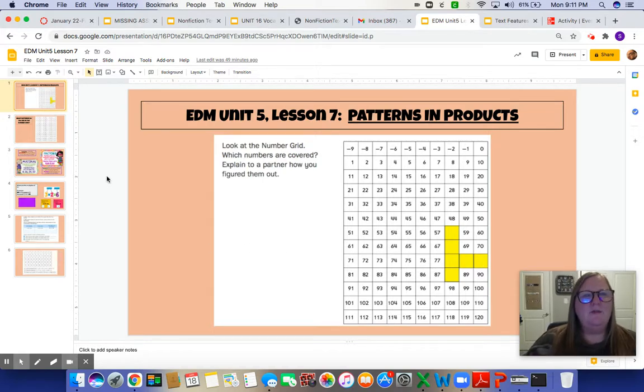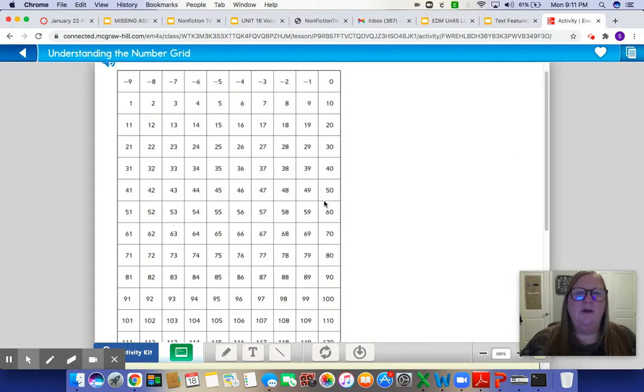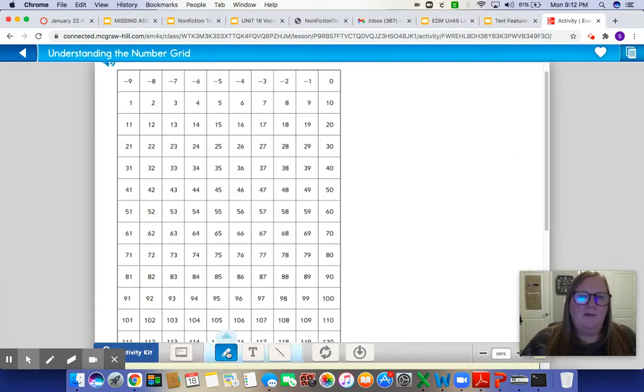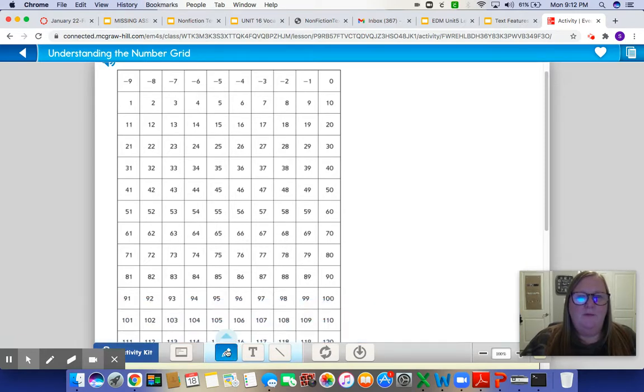So let's move on and look at our number grid for today. I want you to think about this number grid and think about what patterns you see in this number grid. And for this activity, I'm going to actually switch to a different screen. It's the exact same grid, but for this purpose, I'm going to change it so I can write for you and explain.